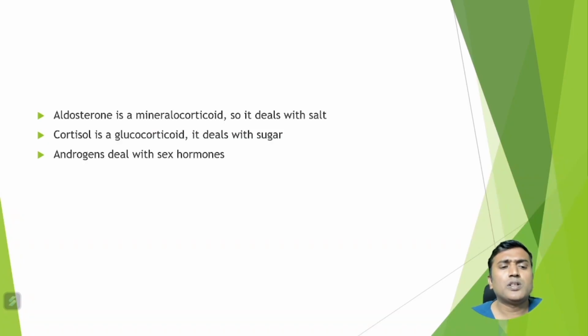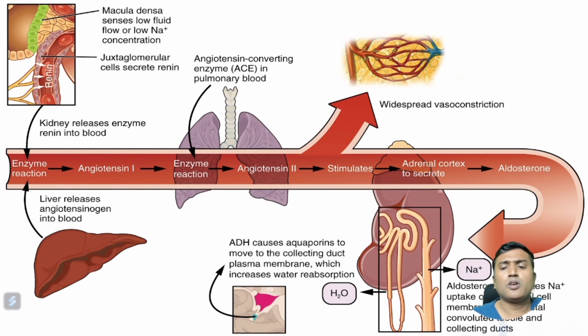Now, what is the function of aldosterone? Aldosterone helps to save water and sodium. Cortisol is a glucocorticoid, and androgens deal with sex hormones. Now we are going to see the function of aldosterone with this picture.